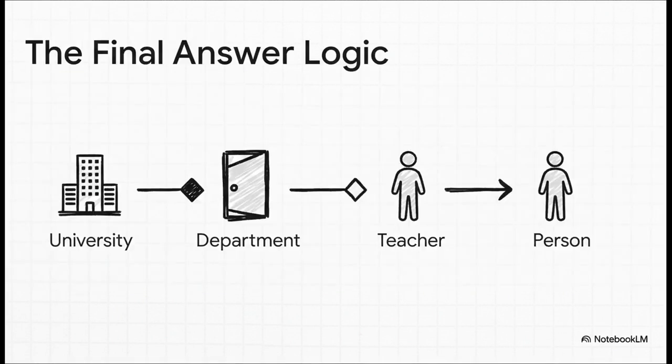And just like that, there it is. We solved it. A teacher is a person, inheritance. A department has teachers, but they can survive without it, aggregation. And a university has departments which cannot survive without it, composition. See? No guesswork, just a clear, repeatable process.